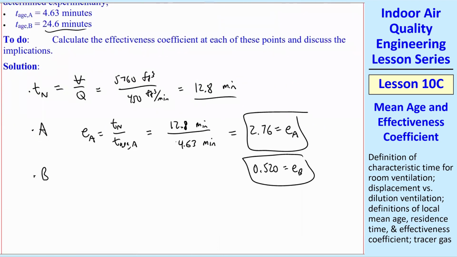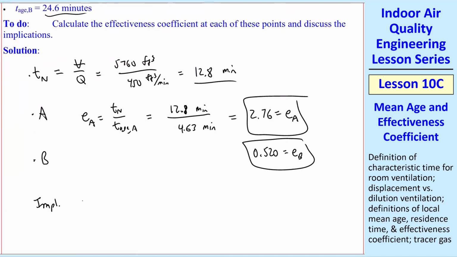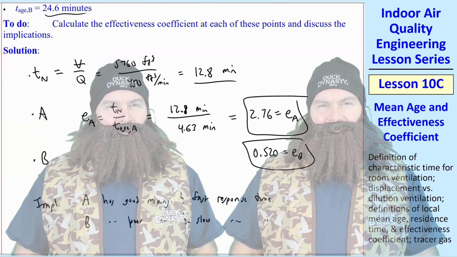I also asked for the implications. A has good mixing and a fast response time, and B has poor mixing and a slow response time.